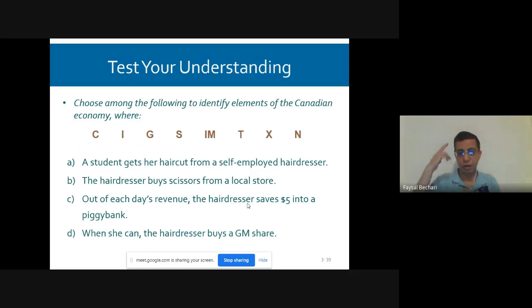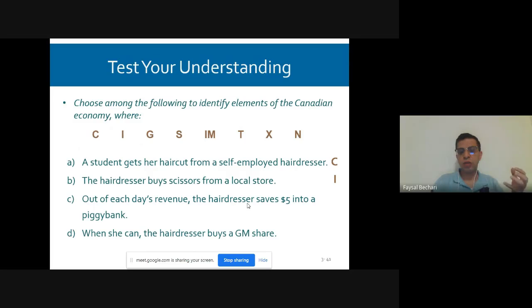So a student gets a haircut from a self-employed hairdresser. What would it be in this case? In this case it is consumption, because a person is going there to get a haircut. For this person it means consumption. Then the hairdresser gets money and he buys scissors for cutting more hair. So in this case he's making an investment, because he's going to use these scissors for generating more business.